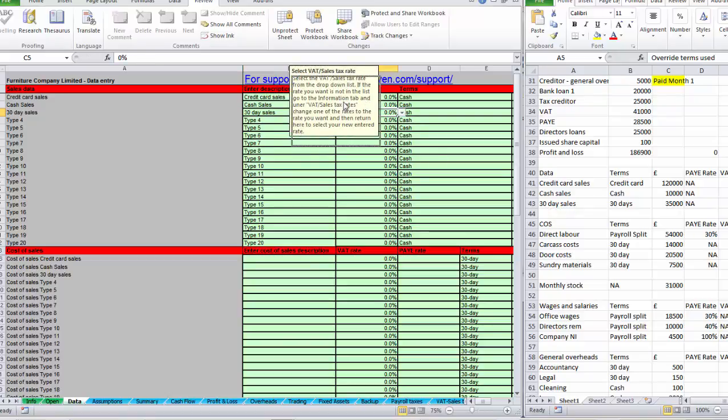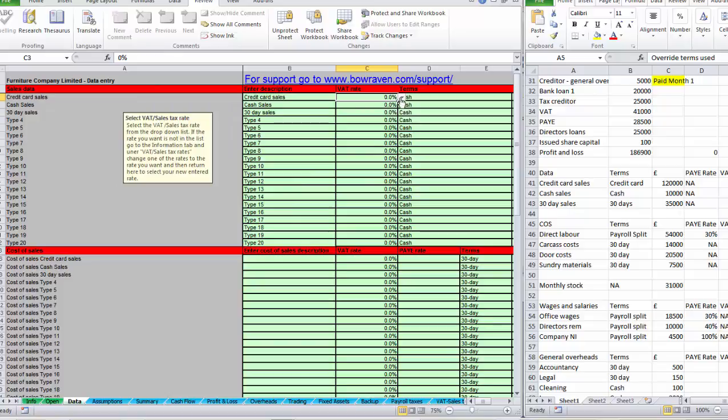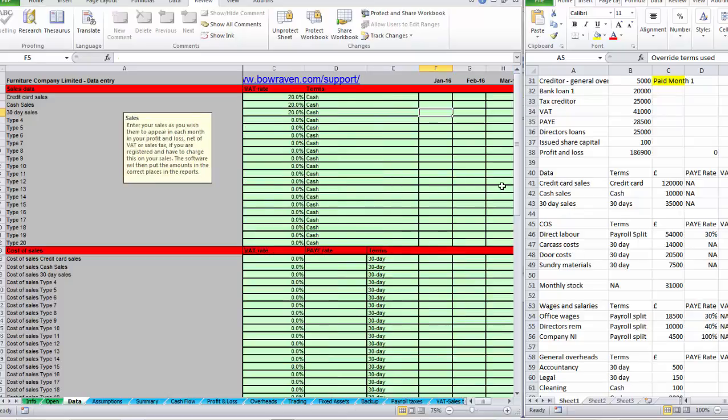These pop-ups tell you what to put in the boxes. They're quite useful, but you can just move them off the screen. And in each case, these are all VATable, so I'm going to put in 0.2. You can use a drop-down box if you want to. Based upon the top one being credit card, by changing that to credit card, we put in the charge for credit card, so automatically that will put the cost in for you. These were cash, and then these were 30-day.